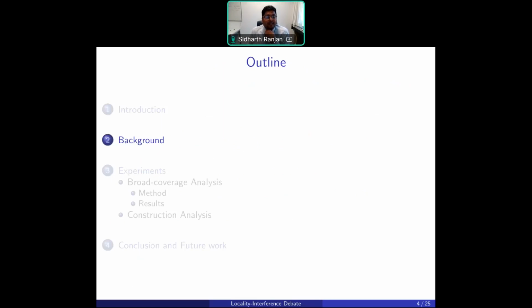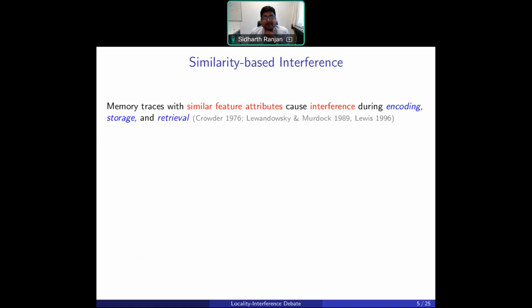So I'll provide a brief background to support our research question. First I'll start with similarity-based interference. Interference is the idea that memory traces in our mind, if they have similar feature attributes, can cause interference, either during the encoding stage, the retrieval stage, or during the storage of that information in our mind.